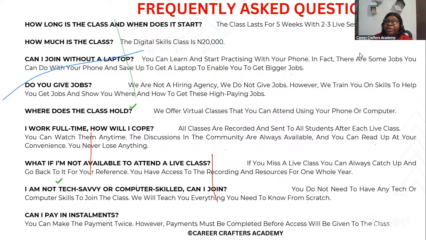However, what we do is that we train you on skills to help you get jobs. We show you where and how to get these high-paying jobs. And sometimes we share job links in our community for you to apply.